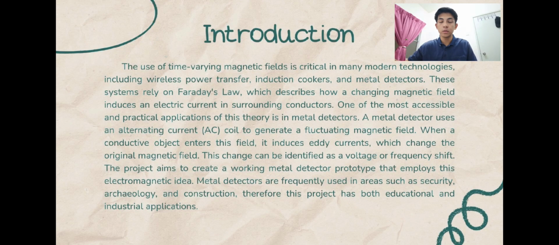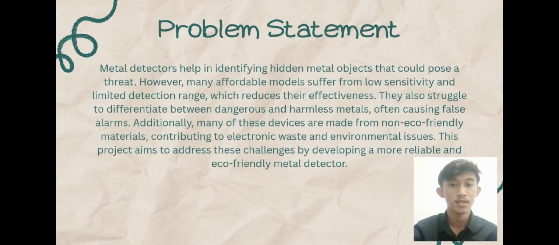So for the introduction, time-varying magnetic fields are used in technologies like wireless charging, induction cookers, and metal detectors. According to Faraday's law, a changing magnetic field induces current in nearby conductors. Metal detectors use an AC coil to create a fluctuating magnetic field. When metal enters the field, eddy currents are induced and cause detectable signal changes. This project aims to build a working metal detector prototype with real-world applications in security and archaeology.